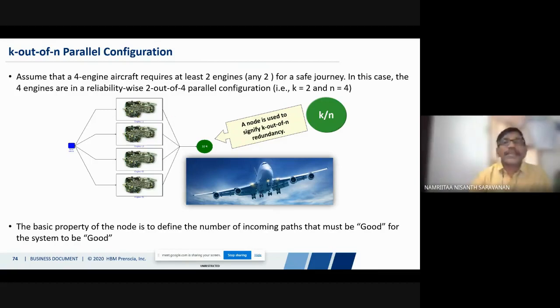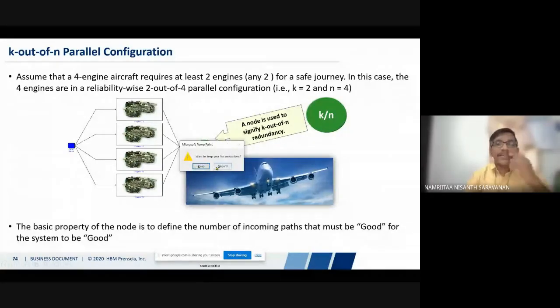What do you mean by the K out of N? So at any point of time, I want 2 engines to run. At any point of time, I want 1 engine to run for the safe landing, something like that. See, this is where the real situation of the problem happens.